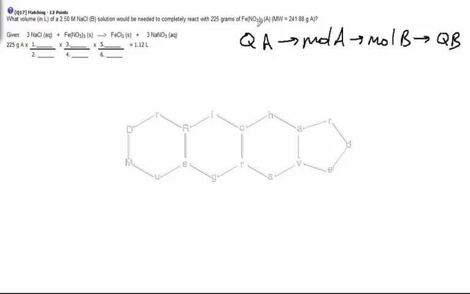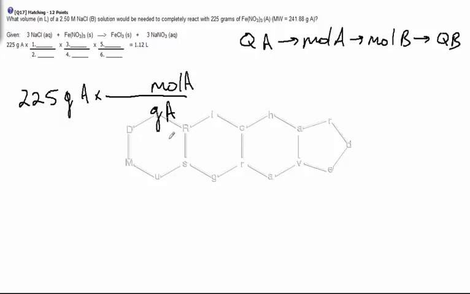Now if we're starting with 225 grams of Fe(NO3)3, so we're going to start off with 225 grams of A. And I know that my first target is to find moles of A, so I'll put grams of A on the bottom to cancel the grams of A and put moles of A on top because that's what I want. And the relationship here is that 1 mole of A is equal to the molecular weight, which is 241.88 grams of A. So that's our first step. Right now we're at this point, moles of A.